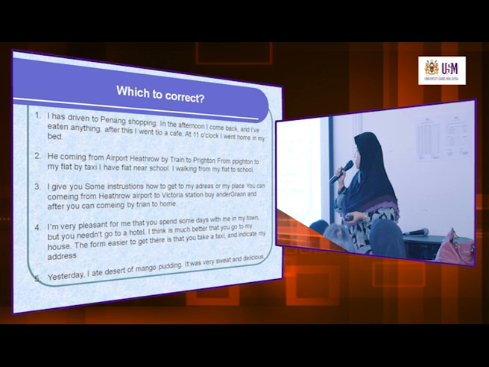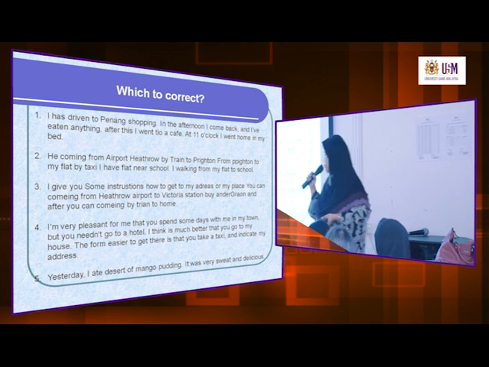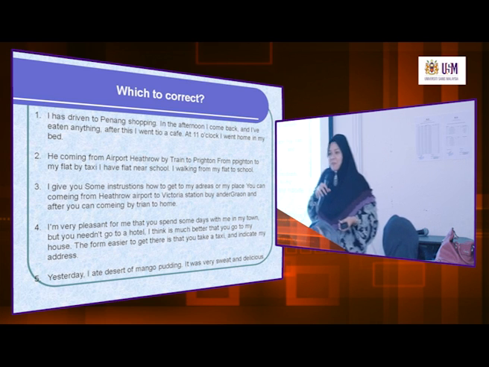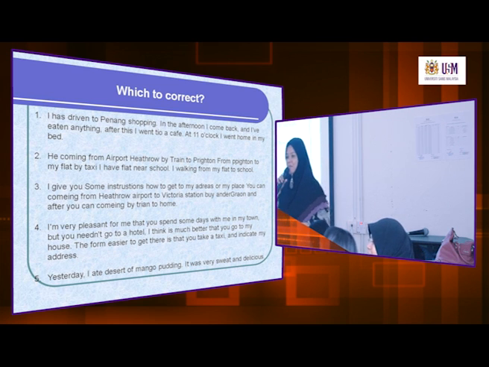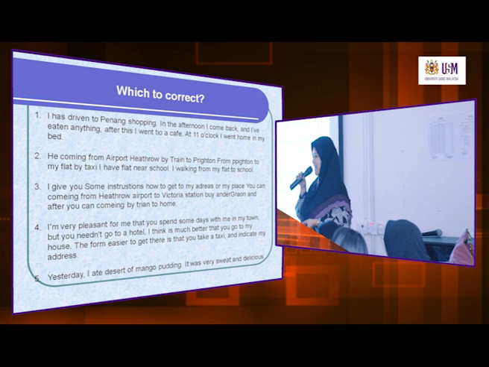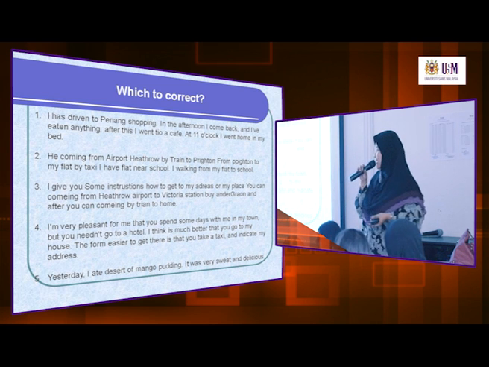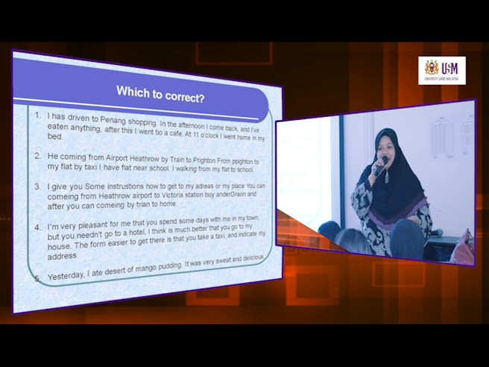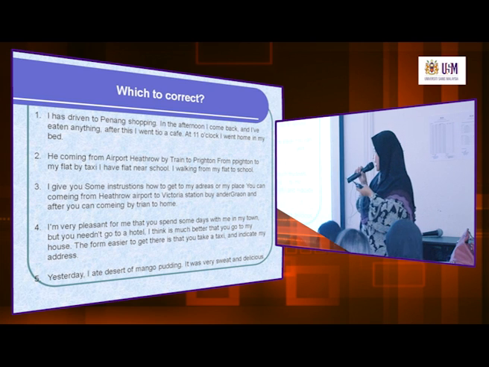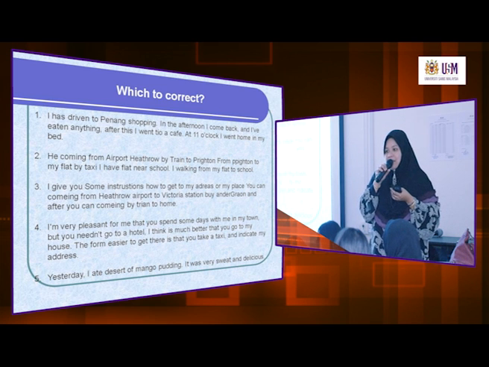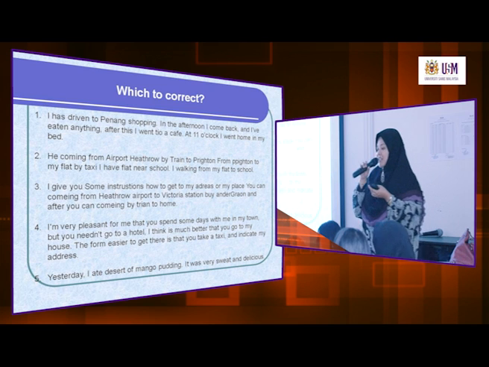Okay, sentence 5. Yesterday I ate dessert of mango pudding. It was very sweet and delicious. Isa, which one would you correct? Yes, sweat. It means something else, isn't it? Scary. Mango has got sweat. Okay. You will change sweat. What about dessert? Desert? I can ignore it. You can ignore it, okay.